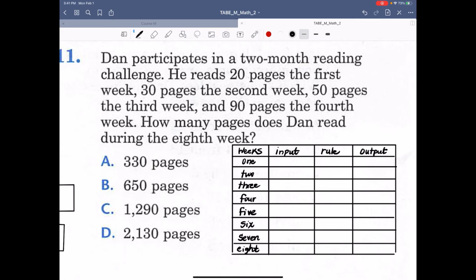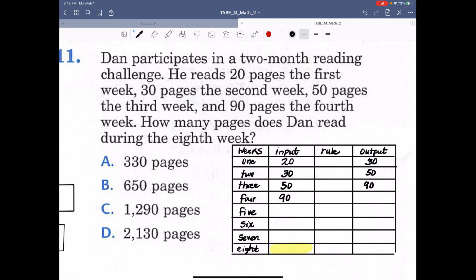Okay, during the first week he does 20. He does 30 the second week, so that would make this be the output up here. 50 the third week. And 90 the fourth week. And then we're supposed to figure out this number, what goes in that spot. So you and I are going to have to figure out the pattern, the rule that's happening here.